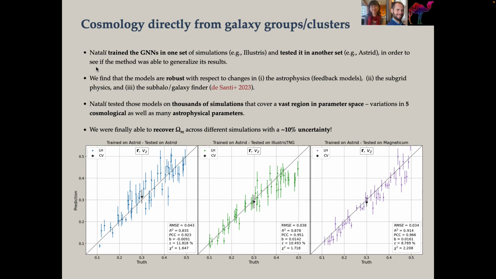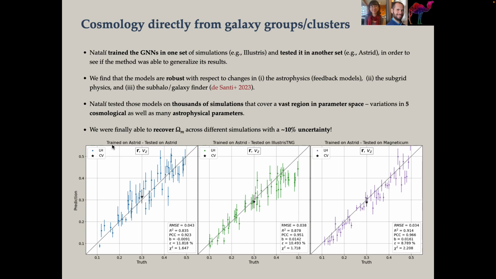That's in order to see if the method was not just overpredicting for the same simulation. So you can learn from a simulation, but is it able to generalize to another simulation and ultimately generalize to actual data? So the result is that the models are robust.